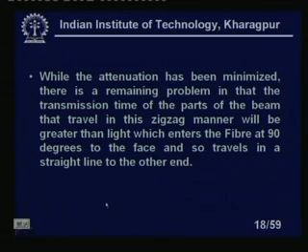While the attenuation has been minimized, there is a remaining problem in that the transmission time of the parts of the beam that travel in the zigzag manner will be greater than the light which enters the fiber at 90 degree. Quite obviously, light traveling in a zigzag fashion with total internal reflection will take more time, whereas when the light travels straight through the fiber, when the light falls with theta equal to 0 degree, obviously in that case it will take less time.